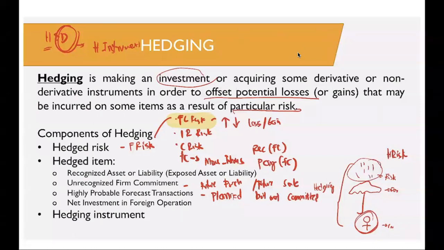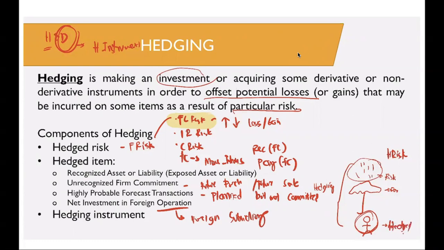And lastly, your net investment in foreign operation. You already know this one. This is known as your foreign subsidiary. Okay, so we talk already of your hedge risk. So in this illustration, we liken your hedge risk as the rain. Next, your hedge item. In this illustration, your hedge item is the person.